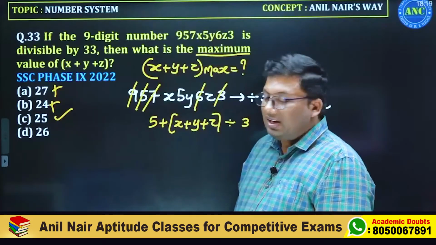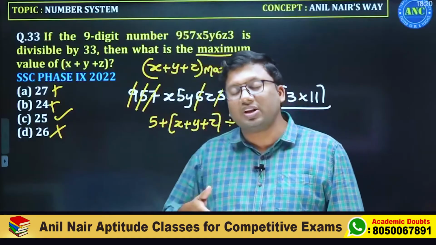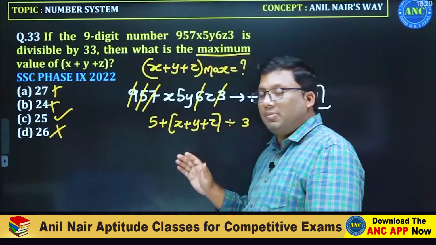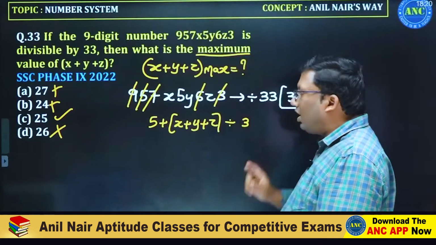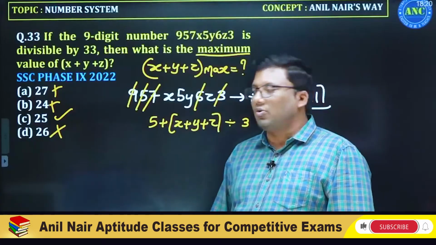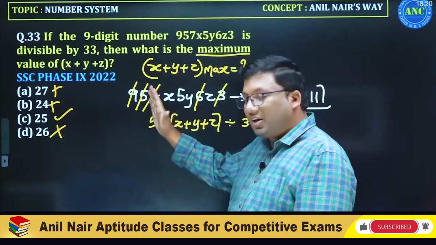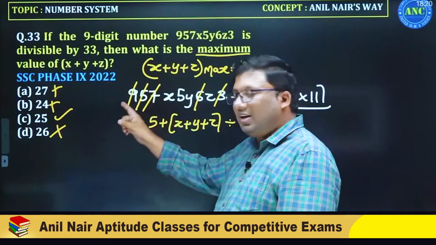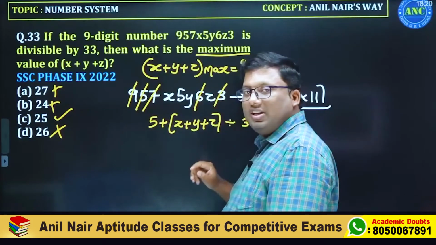26 plus 5, 31, it is not divisible by 3. If there is more than one answer option where the sum is divisible by 3, I would have used the divisibility rule of 11 also. But there is only one option that is satisfying. Divisibility rule of 3 is sum of the digits should be divisible by 3. 9 I deleted. 5 plus 7, 12 I deleted. 6 plus 3 it is deleted.